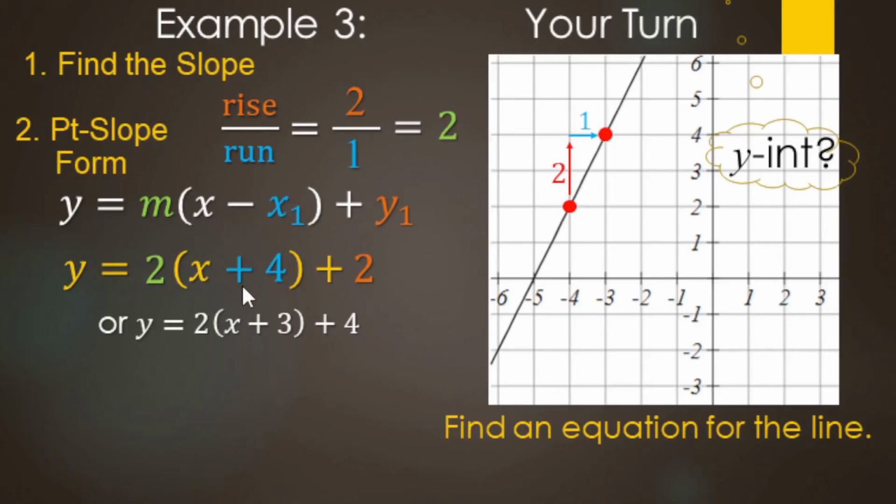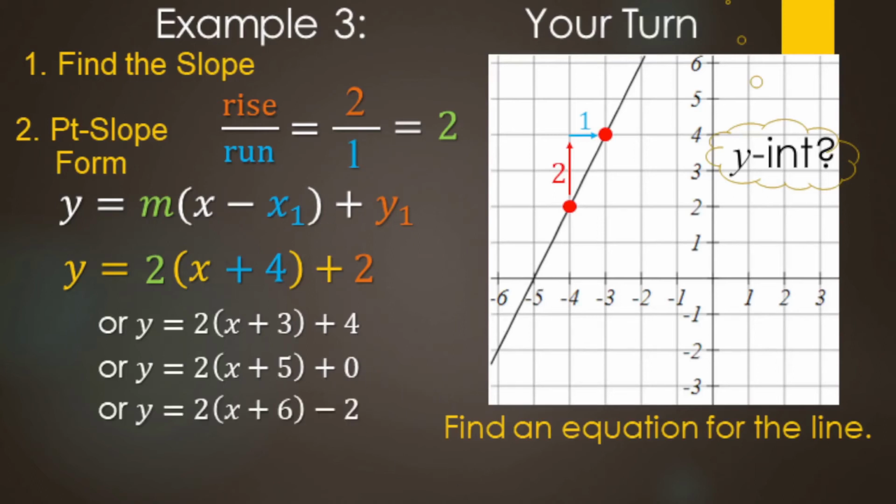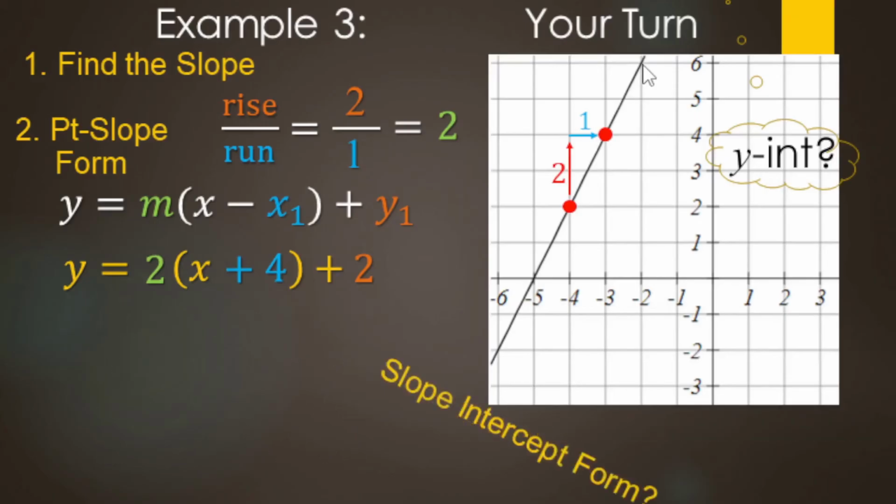So if it's a negative, you make it a plus. If it's a positive, you make it a minus. And then if you did want to use this ordered pair, it'd look like that. And this is probably the best one to use, by the way, because you have a 0 in there. 0 is the easiest number to add and subtract with, right? And then if you wanted to use this one down here, that would be the equation. Or if you wanted to use this one all the way up here, you could have used that one.